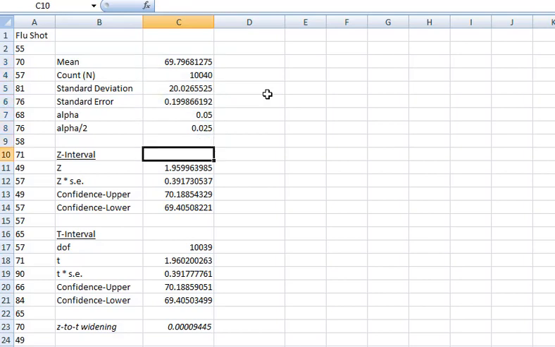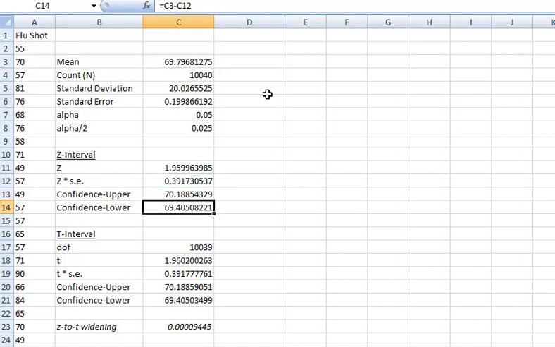Then I can take my Z distribution. I can go out and get my Z factor using my NORM.S.INV function off of that 0.025 to get my 1.96. I can multiply that by the standard error that I pre-calculated because that's needed in the formula, and that becomes the interval factor for knowing my interval. So my confidence interval is going to be the mean value 69.8 plus and minus that 0.39. So I can do that calculation here. Here's the upper limit using the plus and the lower limit using the minus.